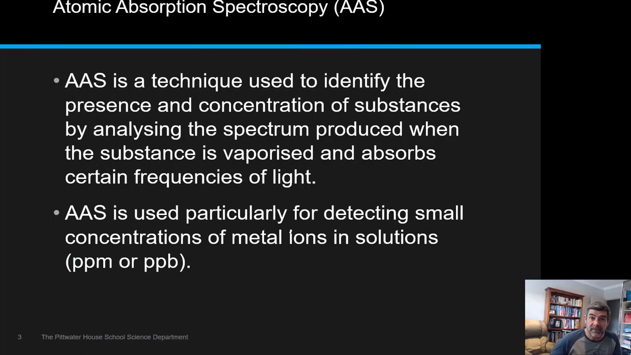So AAS is a technique that was developed in Australia. It's used to identify the presence and concentration of substances by analysing the spectrum produced when the substance is both atomized in a flame and vaporized, and therefore will absorb certain frequencies of light. So no different to what we've talked about before, just another application of the use of electromagnetic radiation to help in the identification of substances. Of course, specifically what we're looking at again are metal ions in solution.